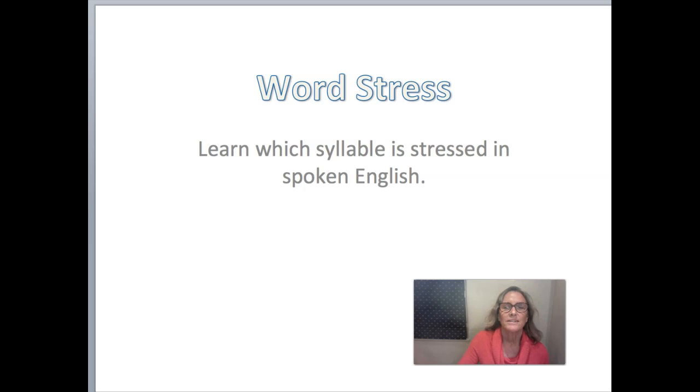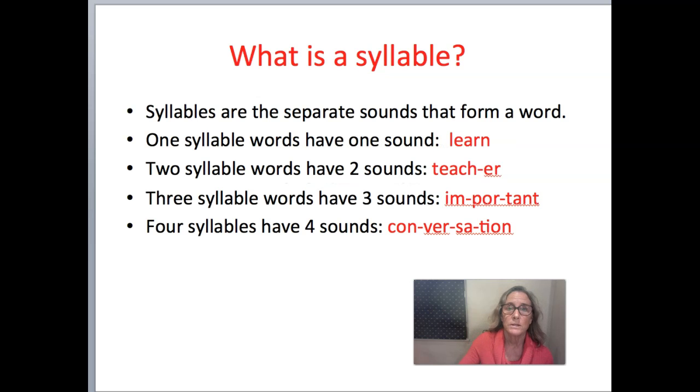Hello students, today we are going to talk about word stress. We're not going to talk about worried words, we're talking about which syllable is stressed in a word. So let's start with what is a syllable? The syllables are the sounds in a word.